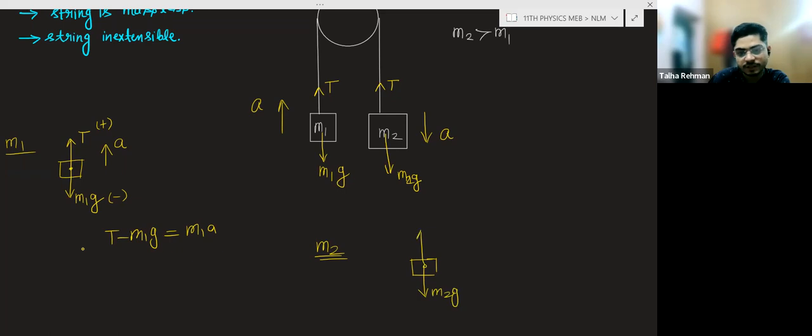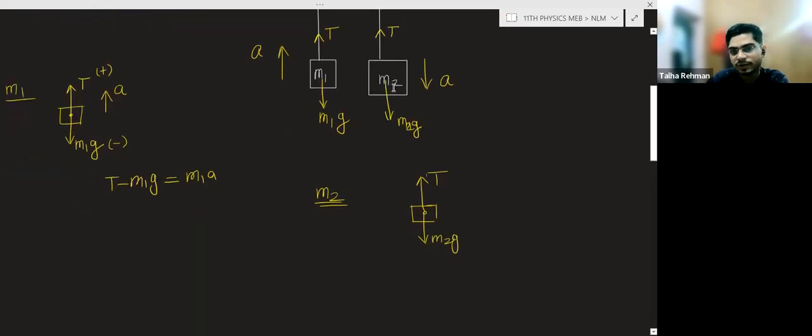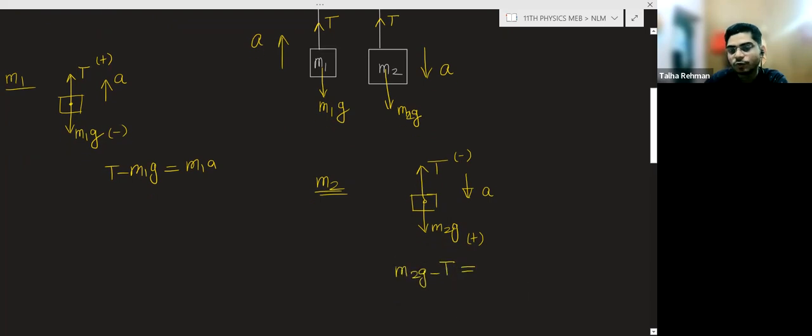In upward direction, this will be the tension. There is no other force acting on mass m2. So this is going in downward direction with an acceleration a. Take this as positive, take this as negative. So net force on mass m2 is m2g minus T, and net force is equal to the mass of the body, that is m2, into the acceleration.